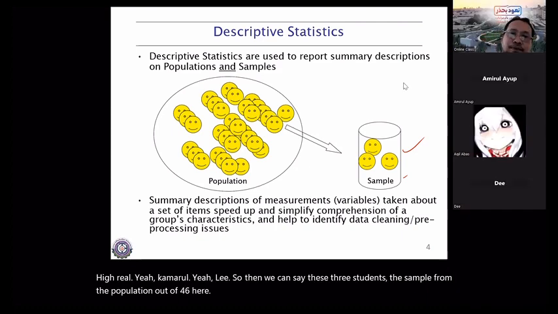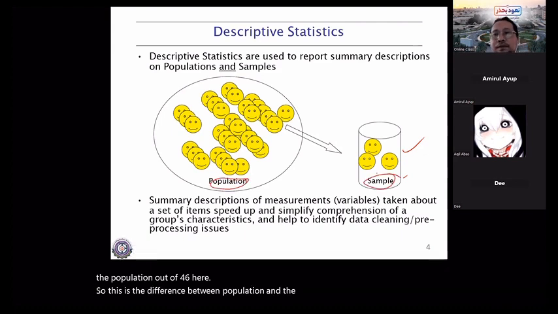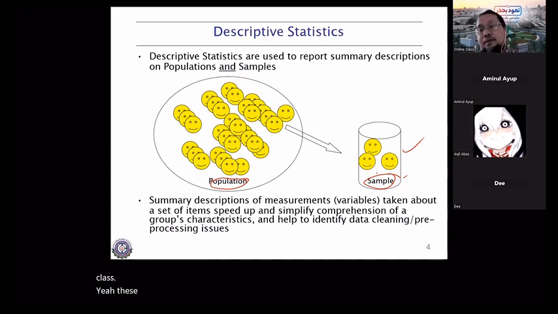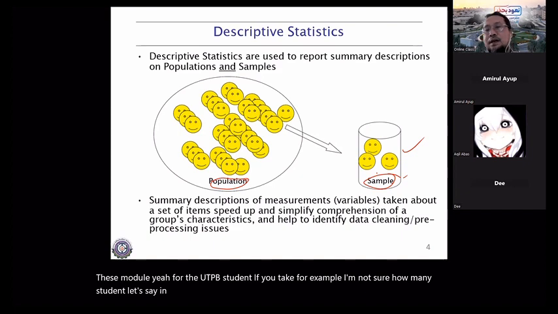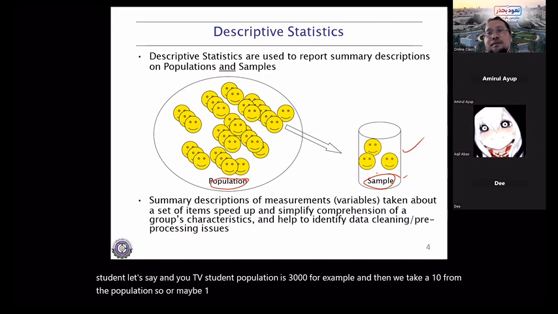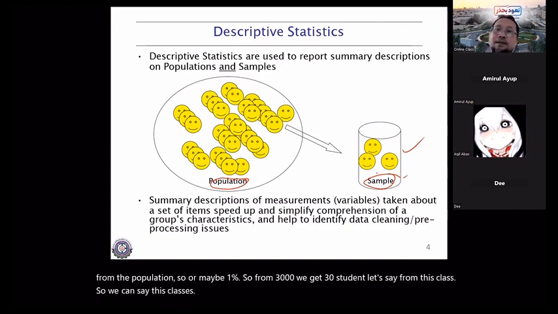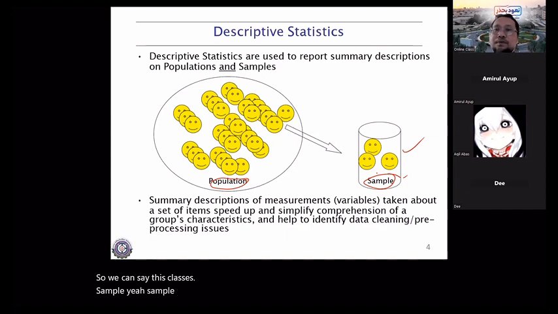Okay, so this is the difference between population and the sample, right? A sample of this class, this module. For the UTB students, let's say the UTB student population is 3,000, and we take 1% from the population. From 3,000, we get 30 students, let's say from this class. So we can say this class is a sample from the population of UTB students.